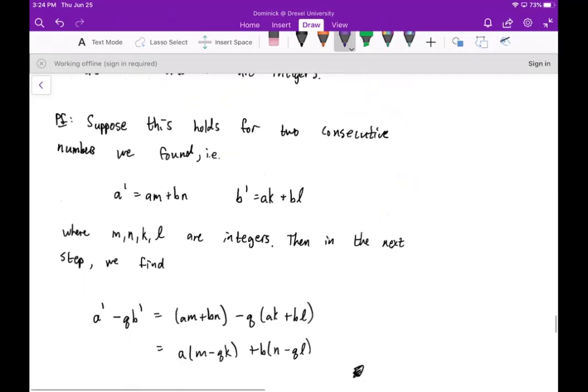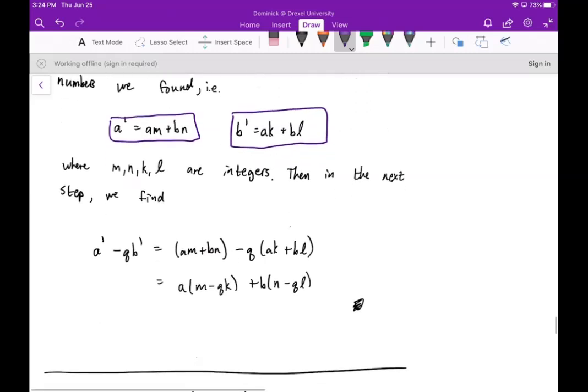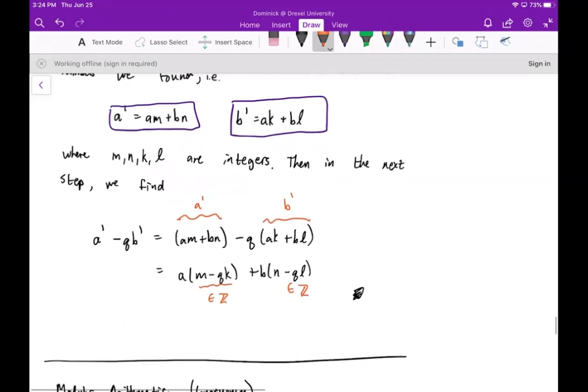Okay, now let's look at the proof of this. We're going to suppose that this holds for two consecutive numbers that we found. We'll say that A prime is AM plus BN, and B prime is AK plus BL, where M, N, K, and L are all integers. Then in the next step, I take A prime minus Q times B prime, and we can refactor it as A times some other integer plus B times some other integer. And of course, that completes the proof.